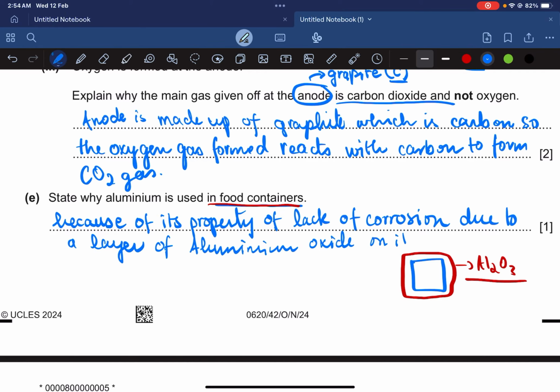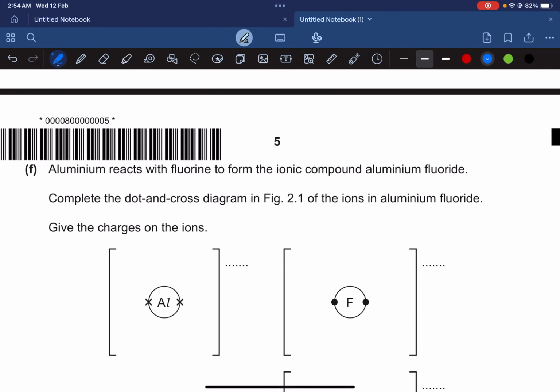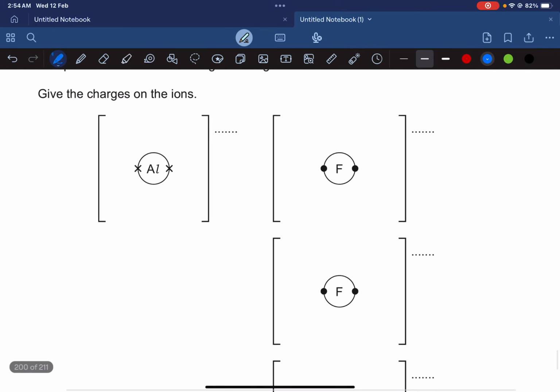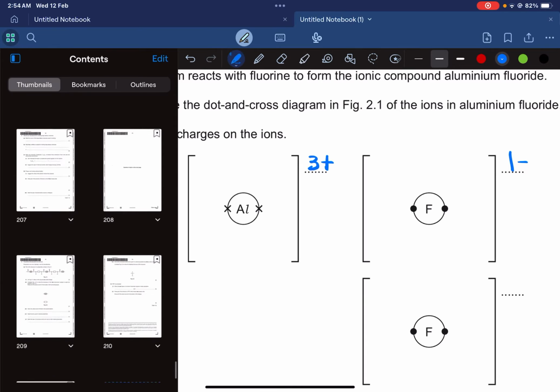Let's move on to the next question, which says aluminium reacts with chlorine to form an ionic compound, aluminium fluoride. Complete the dot and cross diagram in figure 2.1 of the ions in aluminium fluoride. Give the charges on the ions. Before writing down the electrons, you should know that aluminium always has a charge of 3 plus and fluoride always has a charge of 1 negative. Now we're going to check the atomic numbers of aluminium and fluorine in the periodic table, so that we know how many shells we have to draw.